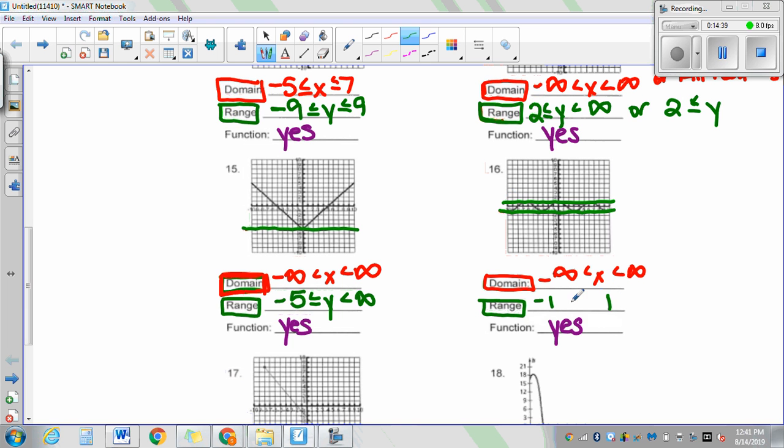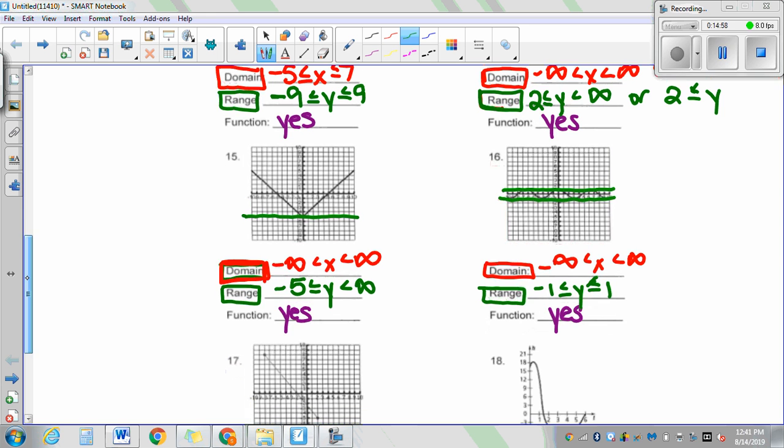Now remember, we put a y in the middle because it's range. Now, my graph actually hit that bottom line, so it's going to be less than or equal to. It does hit. It can be equal to -1. It can be -1. It hits it. Same for the top. It can be at the top. It does hit it.